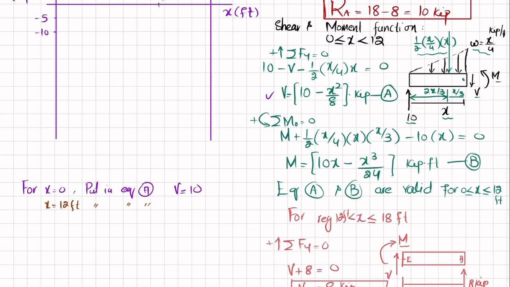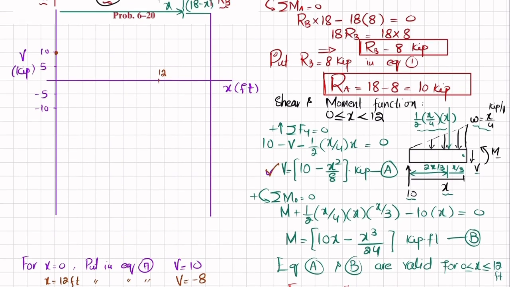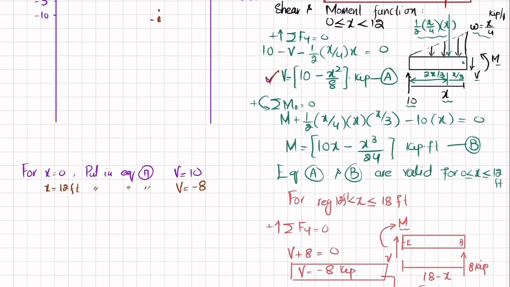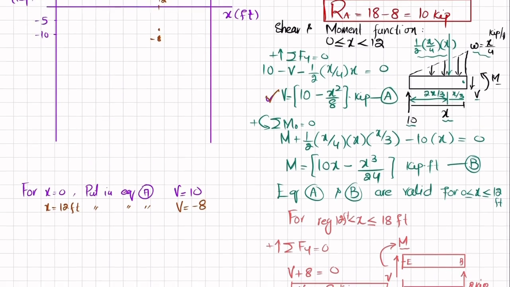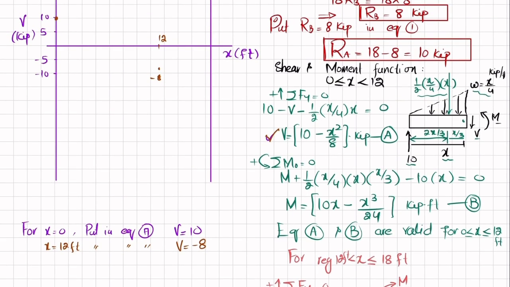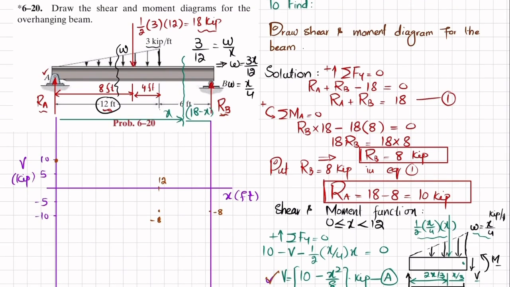So when you put it in this equation, you will get shear force equal to minus 8. So this point is minus 8, and this equation can be used for x greater than or equal to 0 and less than or equal to 12. Now for this side we will use this equation, V is equal to minus 8 kips. So it will remain the same, minus 8, and at the end you have plus RB, which is plus 8.